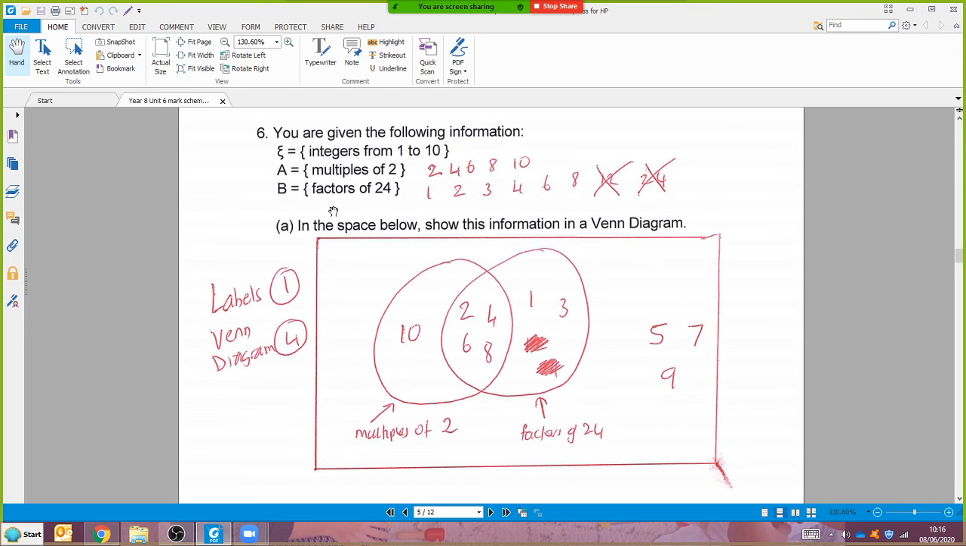So the first thing you should do really is get the overlap sorted. 2, 4, 6, 8. Multiples of 2 and also factors of 24. Then you're left with a single multiple of 2, which is not a factor of 24. You drop it straight into this part of the multiples of 2 set. This 1 and 3, although factors of 24, they're clearly not multiples of 2, therefore they're to stay in this section of the factors of 24. All right? So there's 5 marks for that, including 1 mark for labelling the 2 sets, because you need to know what the Venn diagram is showing you.